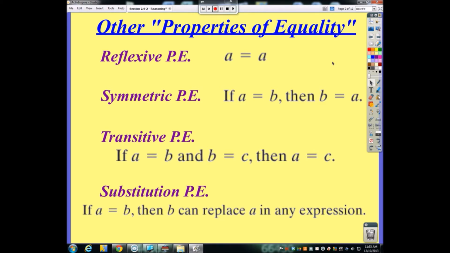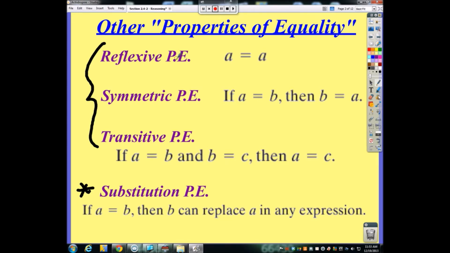So we have the reflexive, symmetric, and transitive properties. I kind of consider them as a family of properties. And then we have the substitution property, which is something you all should be very familiar with from Algebra 1. So let's focus on reflexive, symmetric, and transitive.